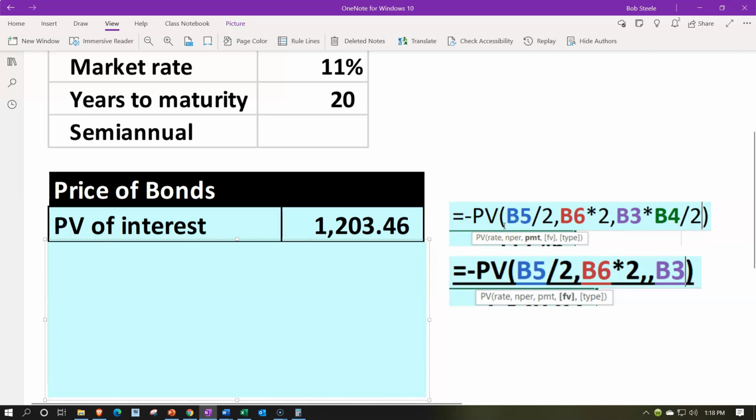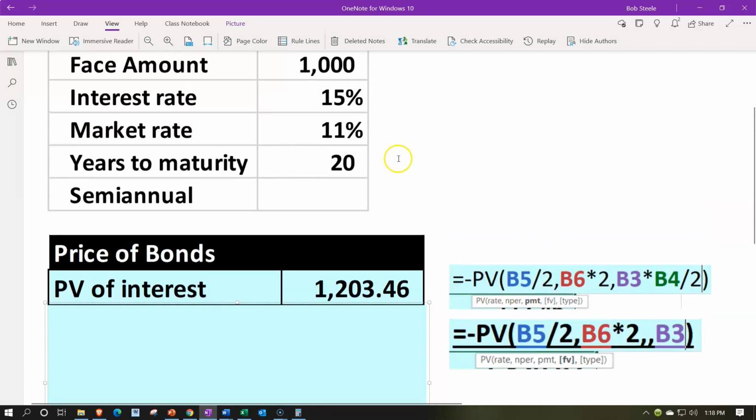Now, it is semi-annual, so this is a little bit tricky. This is a complex looking formula, but it's really just because of the semi-annualness, which complicates it a little bit further. The rate would be the market rate, that's going to be the 11%. But remember that the market rate, or the rates that are given, are yearly rates, usually, unless it's said otherwise.